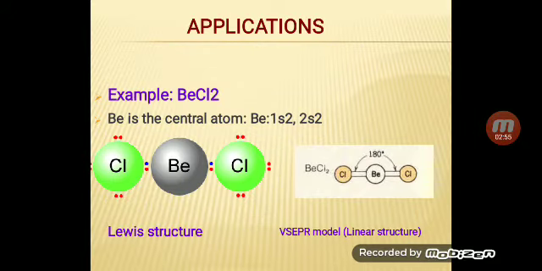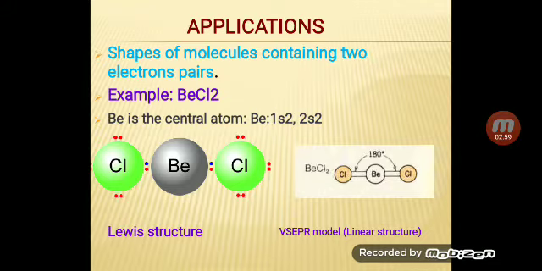Now, applications of VSEPR theory. First of all, shapes of molecules containing two electron pairs. For example, beryllium dichloride. So beryllium is the central atom of this molecule. The electronic configuration of beryllium shows that beryllium has two electrons in the valence shell, so it can form two covalent bonds with two chlorine atoms.